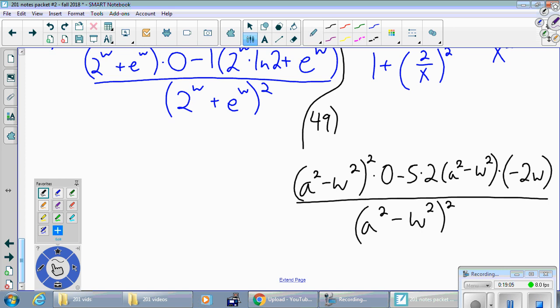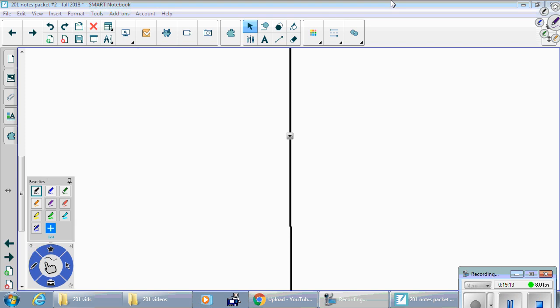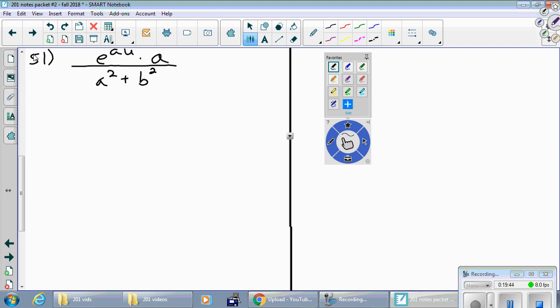Okay, when we're ready, we're moving on to the next page for 51. Okay, the variable here is u. That means that the a squared plus b squared on the bottom is a constant. No need for the quotient rule. Think of it as a 1 over a squared plus b squared times, and that constant multiplier just gets copied down. So all we need to do is the derivative of e to the au, where u is the variable, that is e to the stuff, times the derivative of au, which is just the coefficient a.